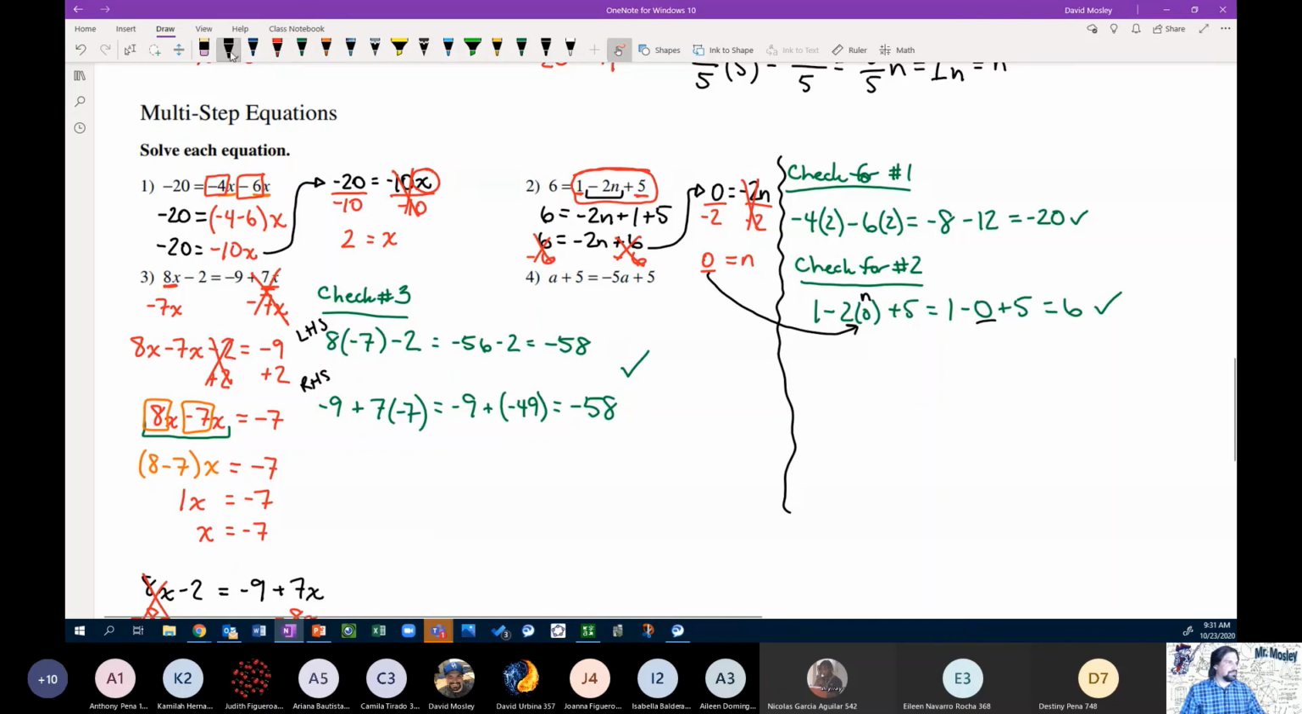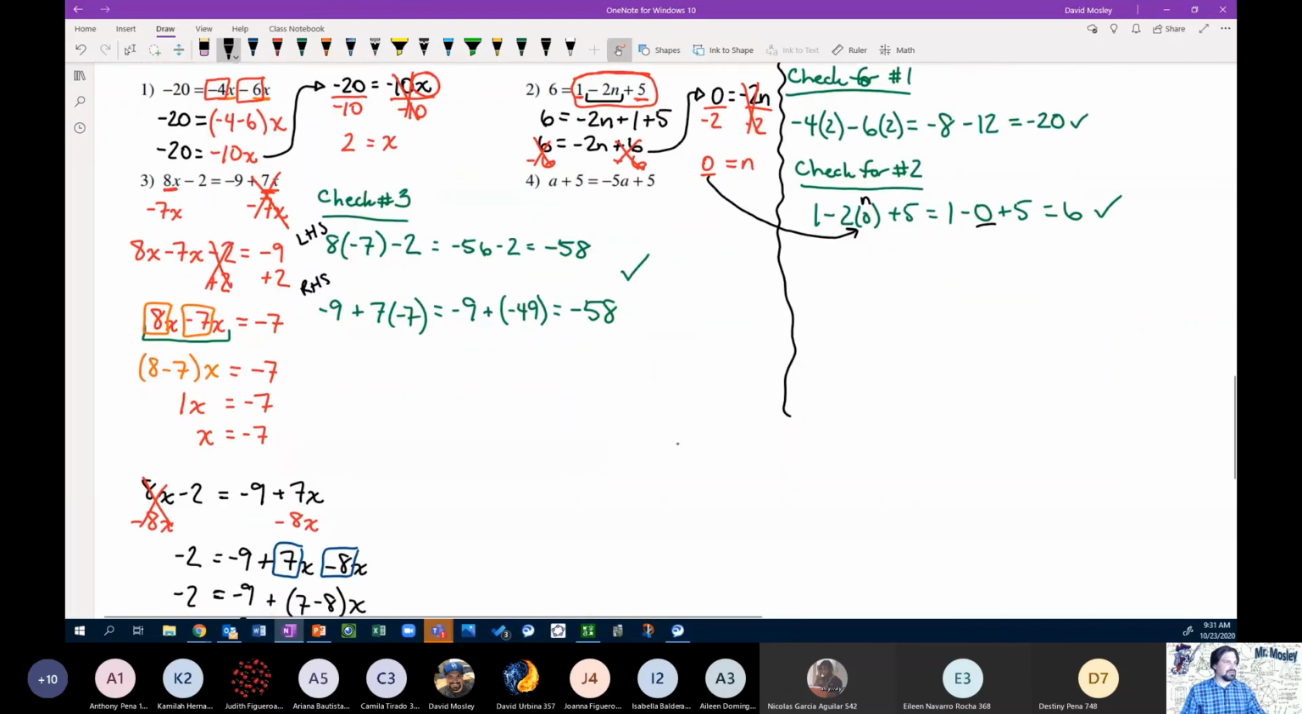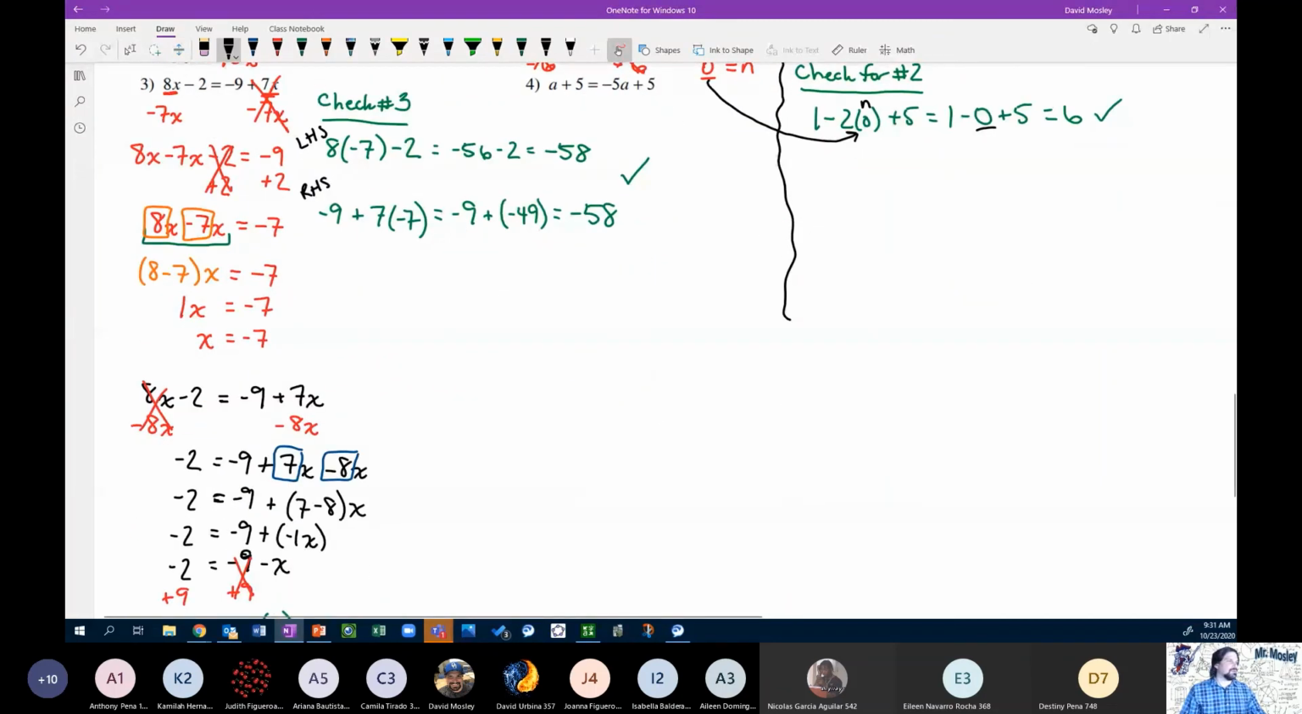So we have one more here. It's all buried, so I'm going to rewrite it down here. You're welcome, Jocelyn. So number 4 here: a plus 5 equals negative 5a plus 5. Again, I have a variable on each side, so I need to move the variable term to one side and the numbers to the other side.